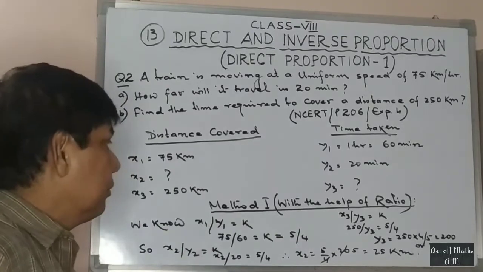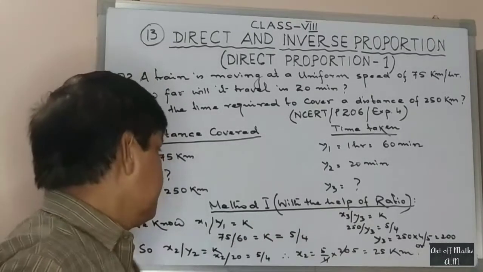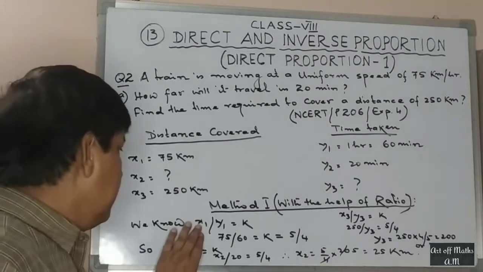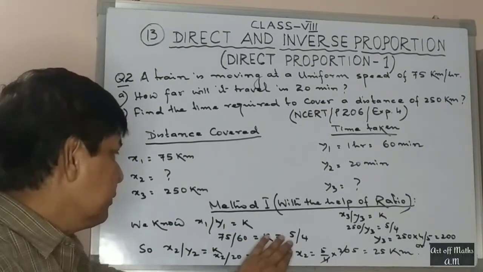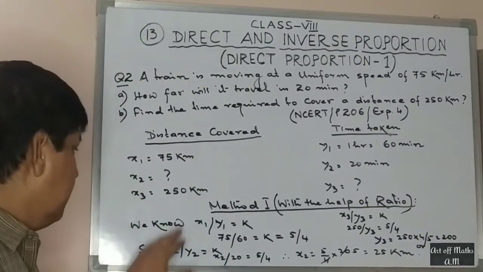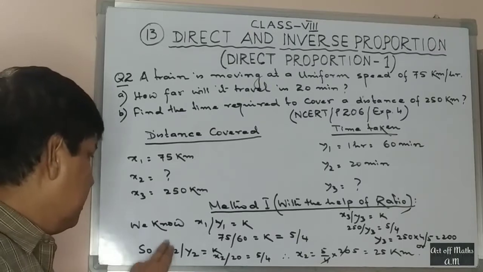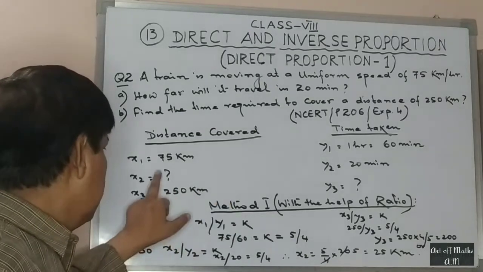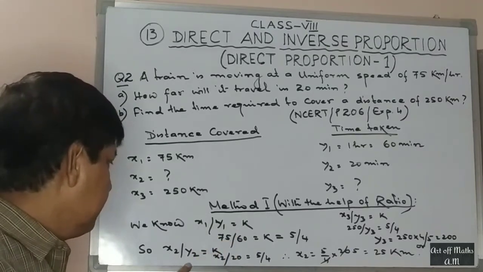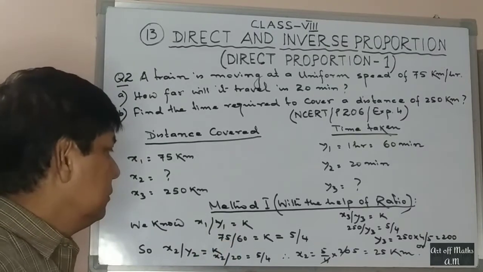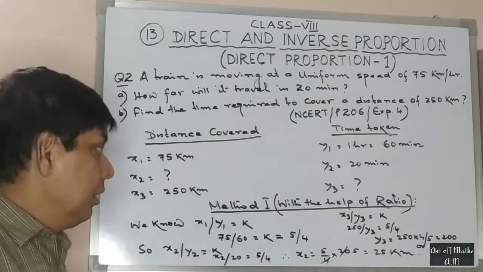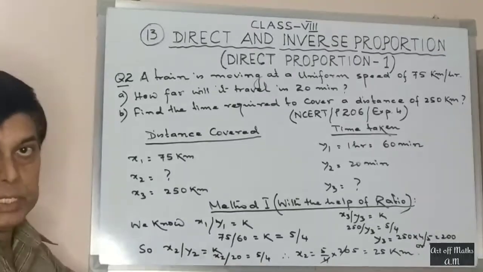This is method 1 with the help of ratio. Just mention x1 by y1, find out the first value of k. Now this value of k, in the second, to find out x2 we have to mention the same formula, x2 by y2 equal to k. In this way, very simple method.